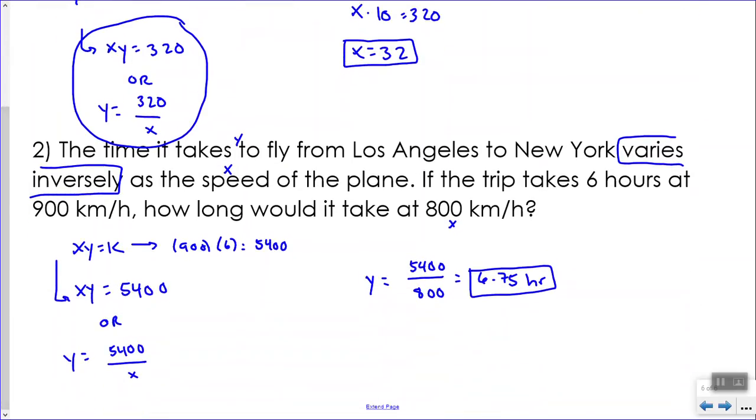For the second question, we have the time it takes to fly, our y, that varies inversely with the speed of the plane, our x. We know that the trip takes 6 hours at 900 kilometers per hour, so that 6 is going to be a y, and the 900 is going to be an x. We can substitute that in, and we get a k value of 5,400, which means we have these two equations here. And we want to know how long that same trip would take at 800 kilometers per hour. 800 kilometers per hour is an x, which means we're looking for y. So I'm going to use my second equation here because that's already solved for y. So we substitute the values in, and we get 6.75 hours.